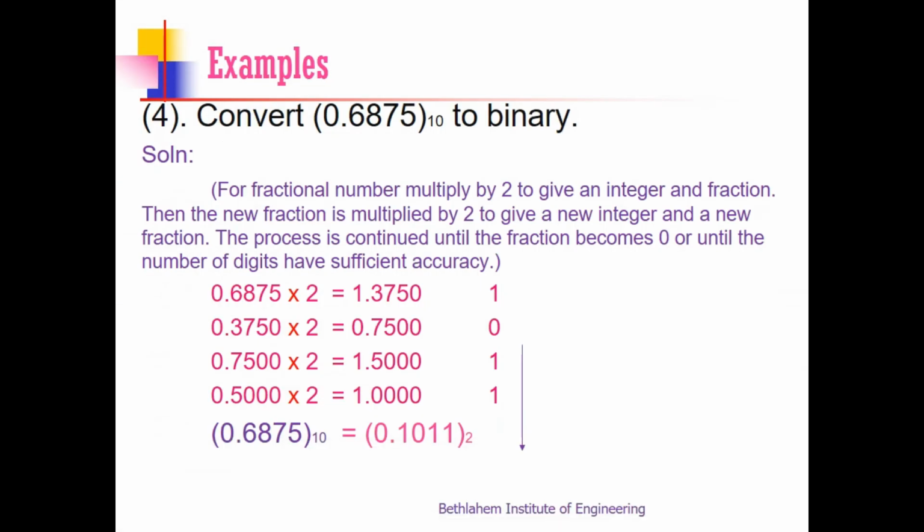Next is convert 0.6875 in base 10 to binary. So here, as in the previous cases, the question does not say it is a decimal number. In the previous 3 examples, in the question it is mentioned decimal number. But here it is not mentioned, but we have to identify the given number. So here the base is given as 10. So from this we can identify the given number is a decimal number. So if the number system is not mentioned in the question, from the base of the number you have to identify to which number system it belongs.